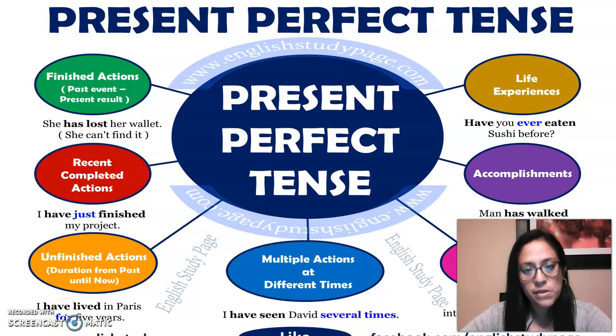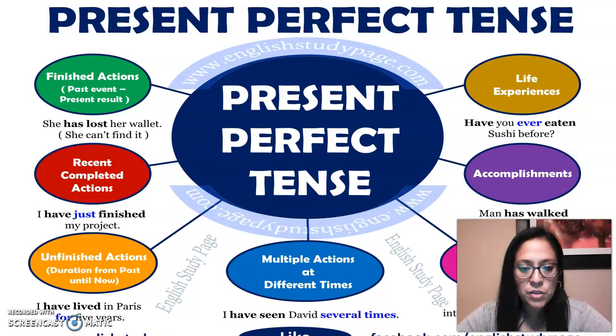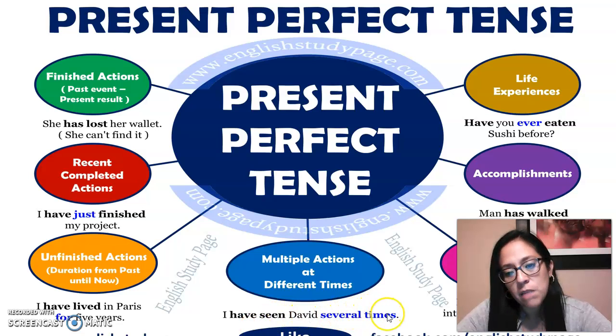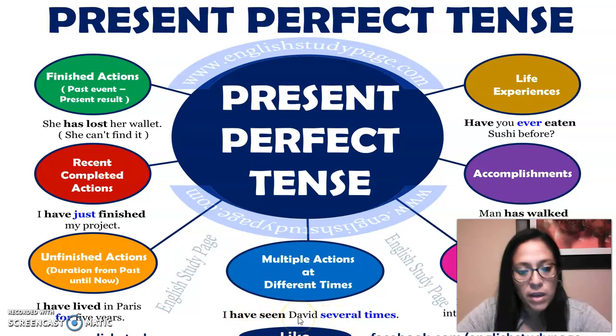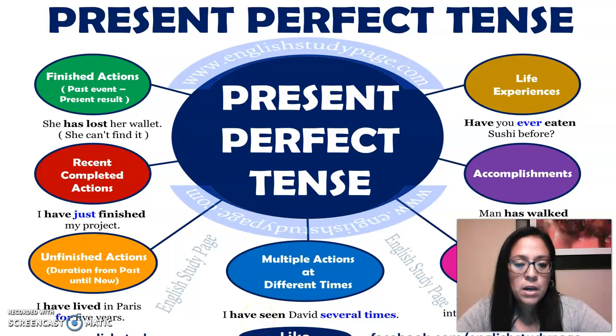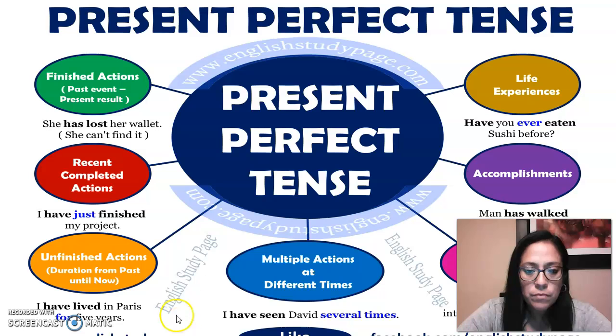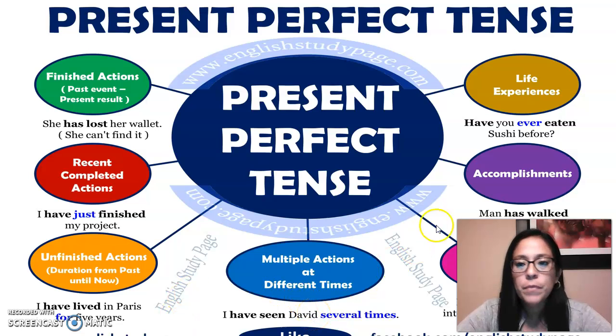Then we can also use the present perfect to talk about multiple actions at different times. It means that we are talking about repeated actions in the past. These actions are over, but we are mentioning how many times they happened. For example, I have seen David several times. Another example could be, I have been to Paris twice. I have traveled by plane 3 times. Or I have been to Cusco once.